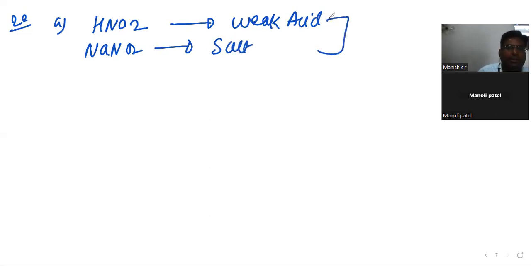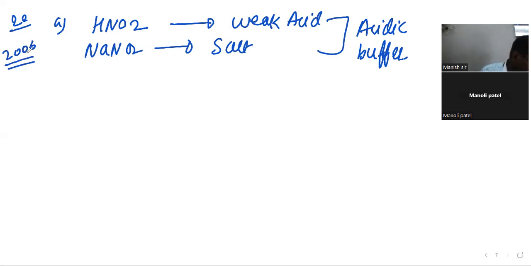Because this is the combination of a weak acid and its salt, it will form the acidic buffer, right? So option one will be there. It is asked in 2006. So write this one, then we will study 23. Let's see 23 together.